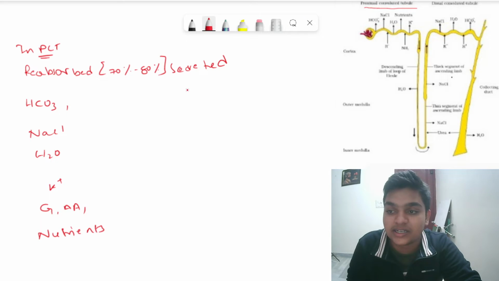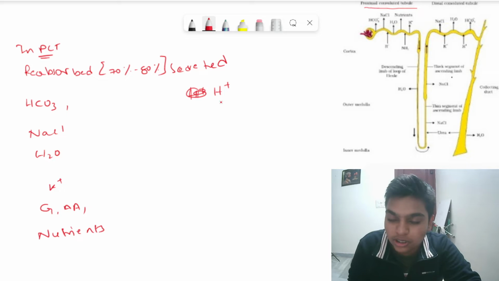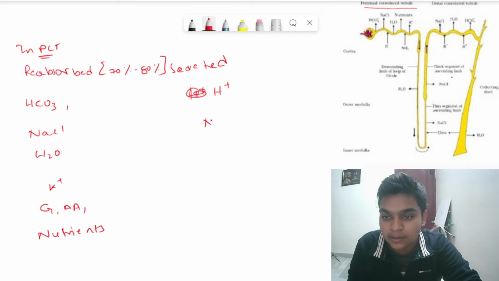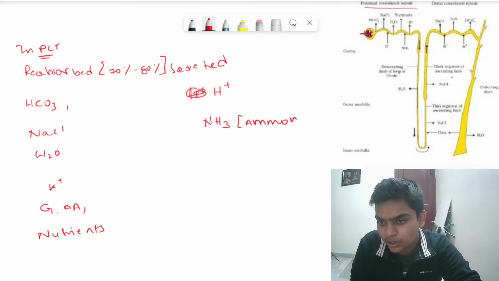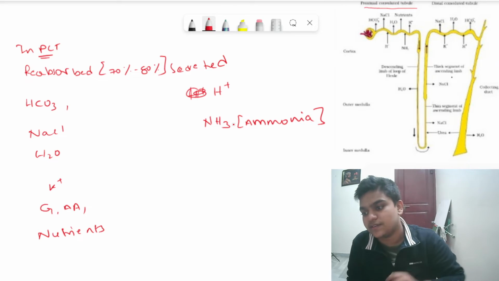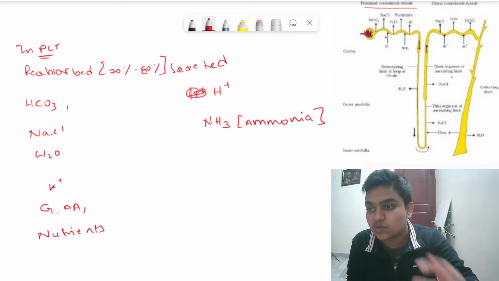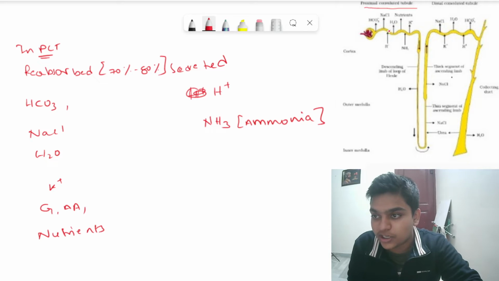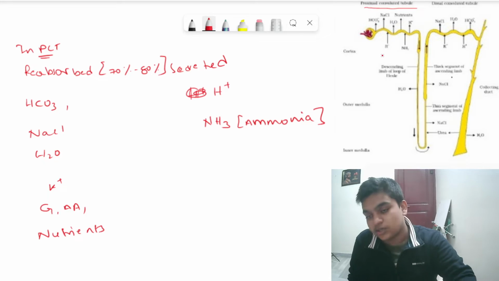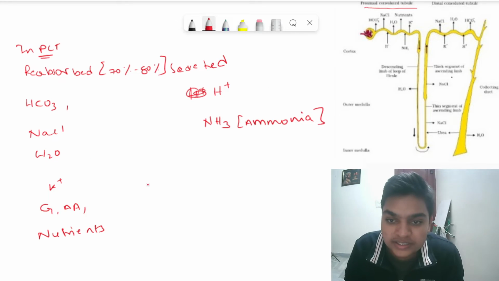But what is secreted is H plus, or hydrogen ions, or you can call them protons, etc., and NH3, ammonia. Ammonia is not necessary for our body, so we secrete it into the primary urine, or lumen, whatever you call it. So this is about the PCT part.